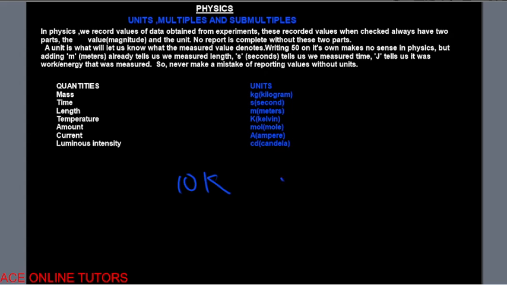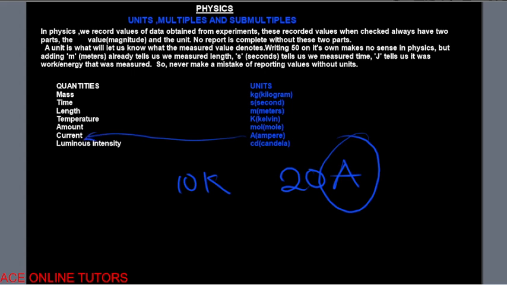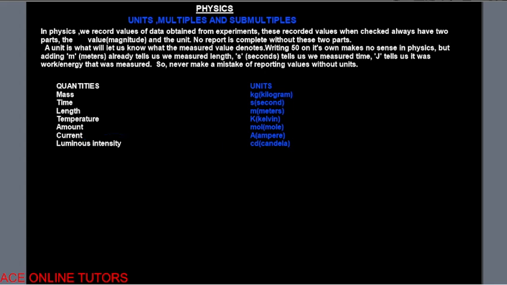So let's say somebody wrote 20 A. This A tells you what? You can match A to current. So that means that this is current that they measured, and the value is 20. Those are the very important function and advantage of units. So just try to memorize these quantities that I just showed and know their units.